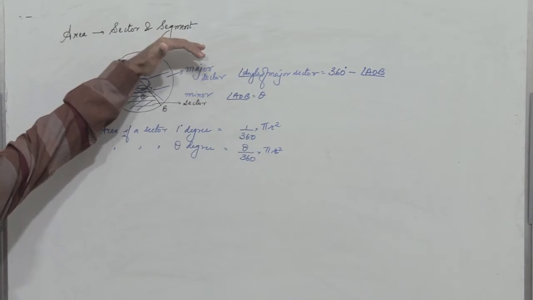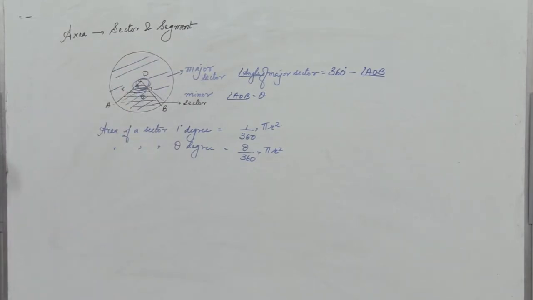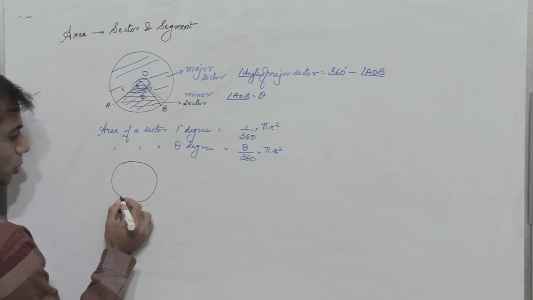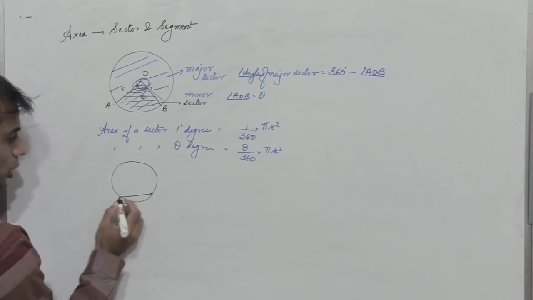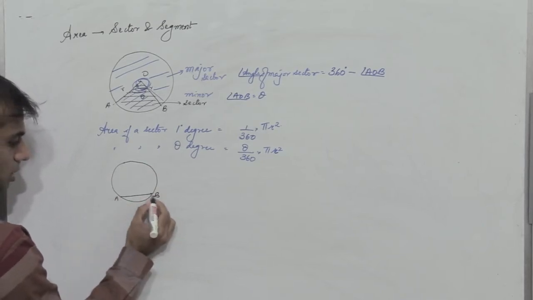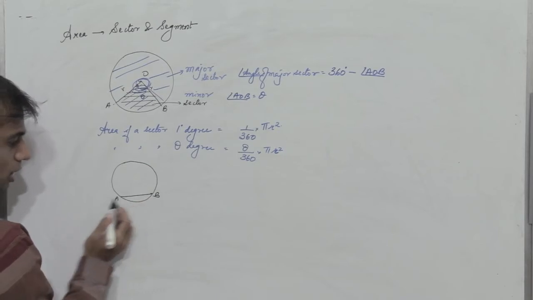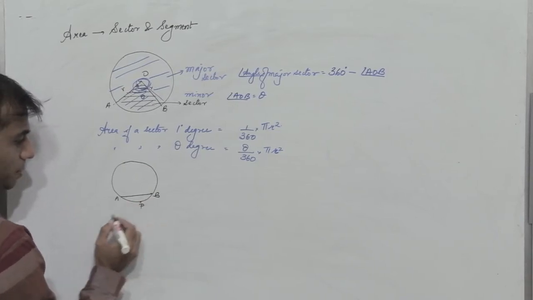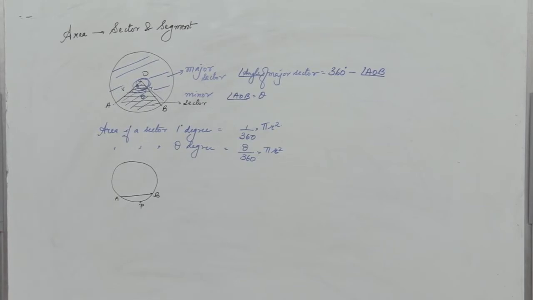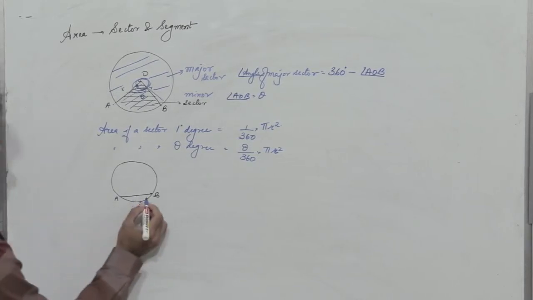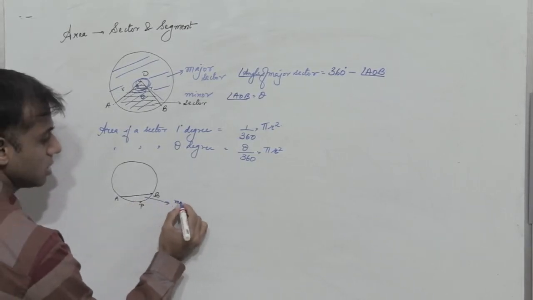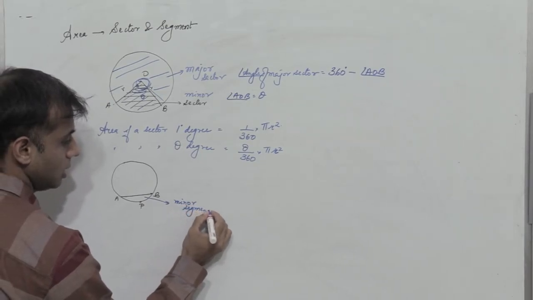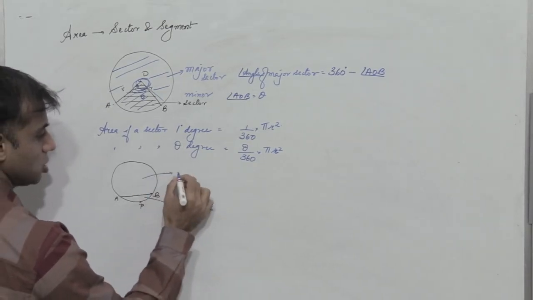So now let's talk about a segment. If I have a circle and we have a chord which intersects the circle at AB, right? So you have a chord AB and we have an arc. So let this be arc APB. So this is referred to as a minor segment and this is referred to as a major segment.